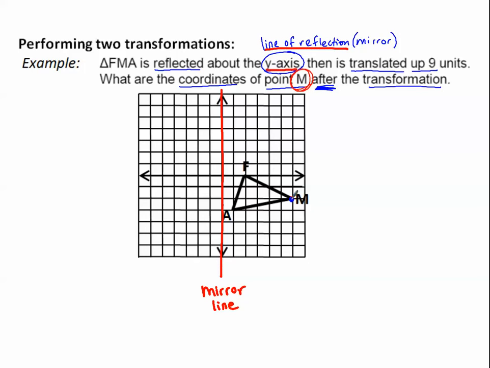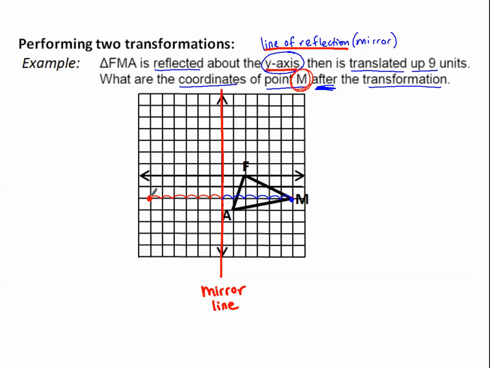From point M, I'm going to count directly to the line of reflection. 1, 2, 3, 4, 5, 6. So notice that was 6 that I had to go in this direction away from the line. So I'm going to go in the exact opposite direction. Point M is 6 units to the right, so I'm going to go in the other direction 6 units to the left. 1, 2, 3, 4, 5, 6. And that's where point M prime is first located.